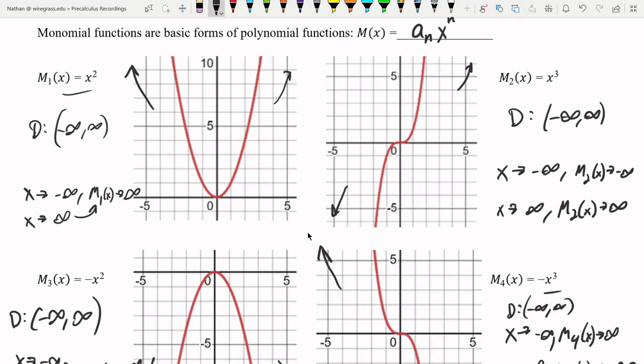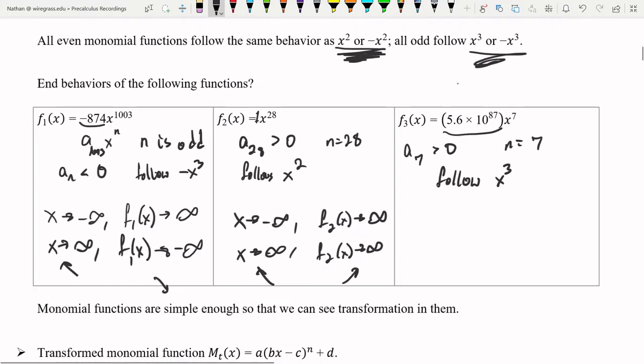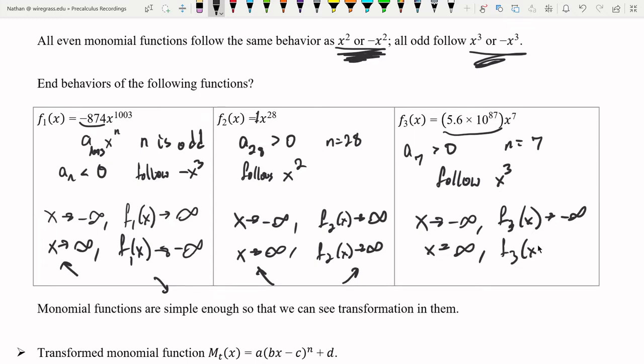So it's going to go down to the left and up to the right. Going down to the left is x goes to negative infinity. The function f3 of x goes down to the left, so it goes to negative infinity. And then as it goes to the right, the function goes up. Down to the left, up to the right.